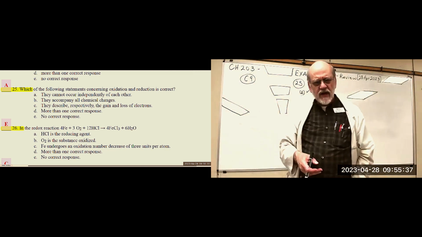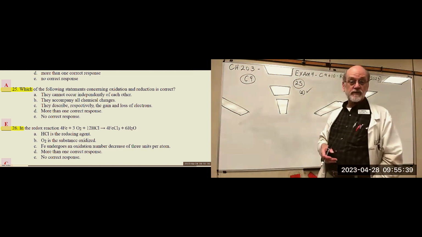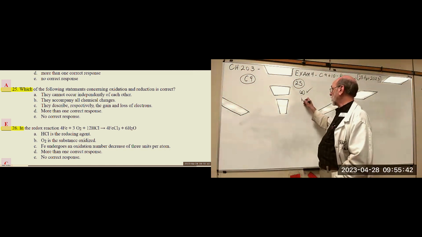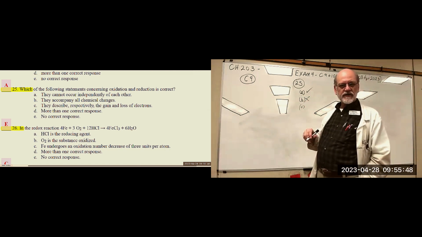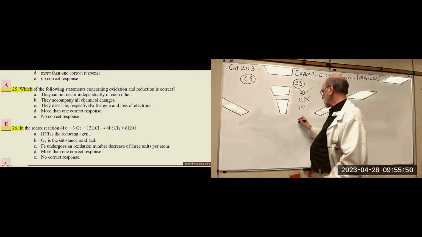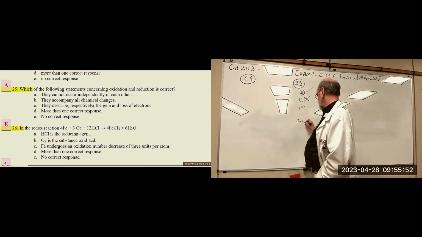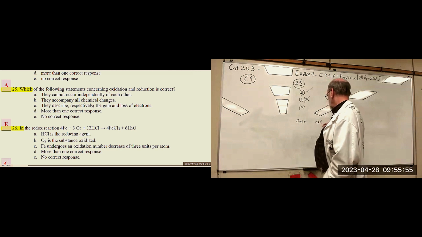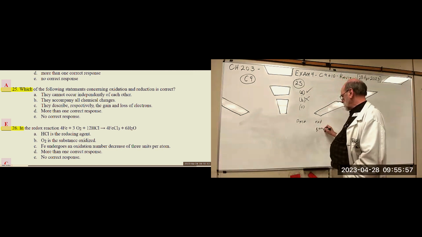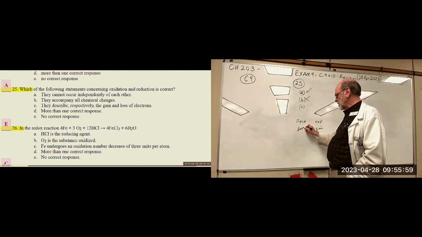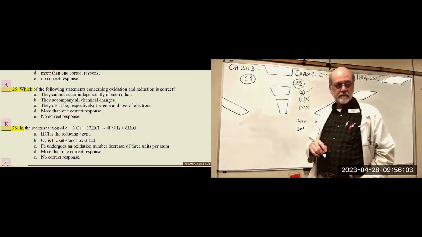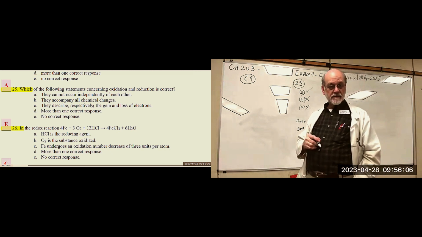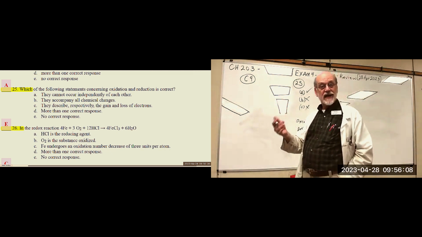How about B? They accompany all chemical reactions. We just proved that one is wrong. How about C? They describe respectively the gain and loss of electrons, oxidation, reduction. No, this is gain. This is loss. They got it backwards. So C is wrong. So there's only one correct answer, and that's A.